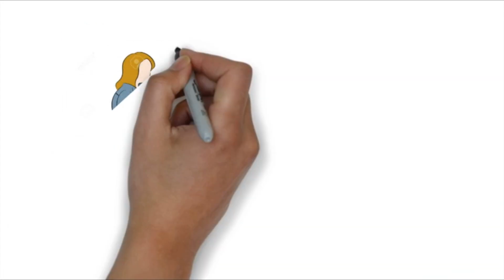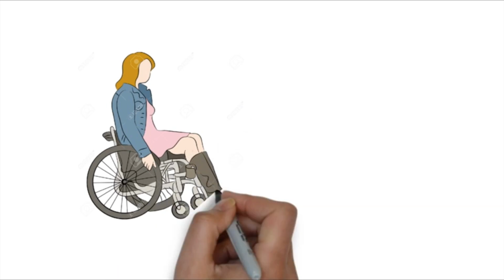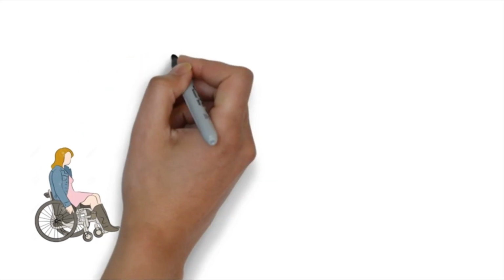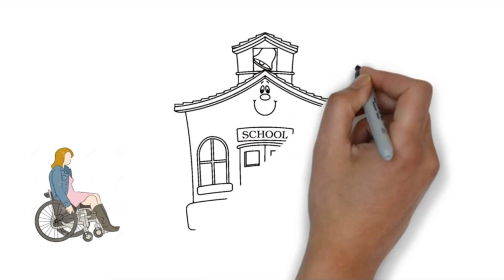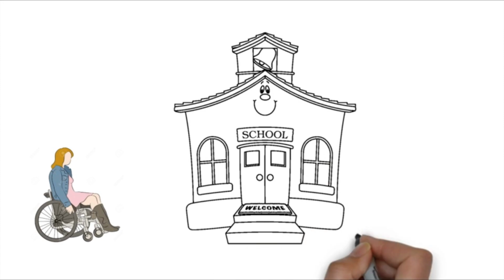Let's look at an example of where environmental factors are important. Megan has cerebral palsy and uses a wheelchair. She is starting at a new school in the fall, but there's a problem. The school has no ramps or elevators, making it hard for Megan to get into the building. Using the model, we can see that the problem isn't with Megan's health condition, but is with the design of the school building, an environmental factor that we can change.